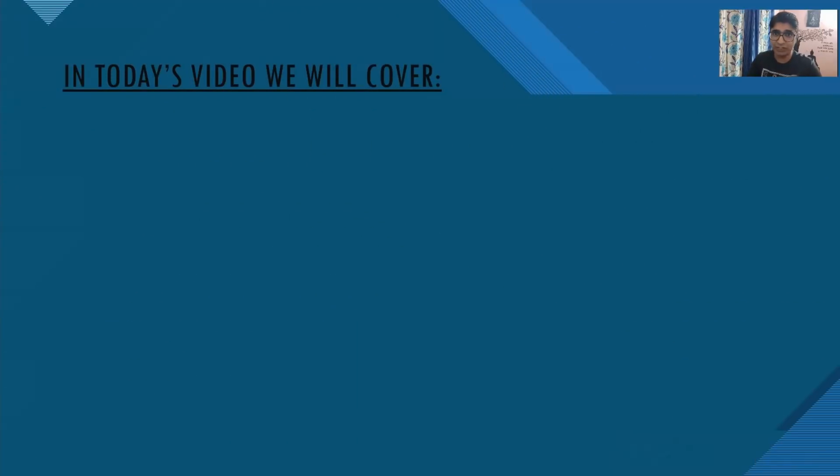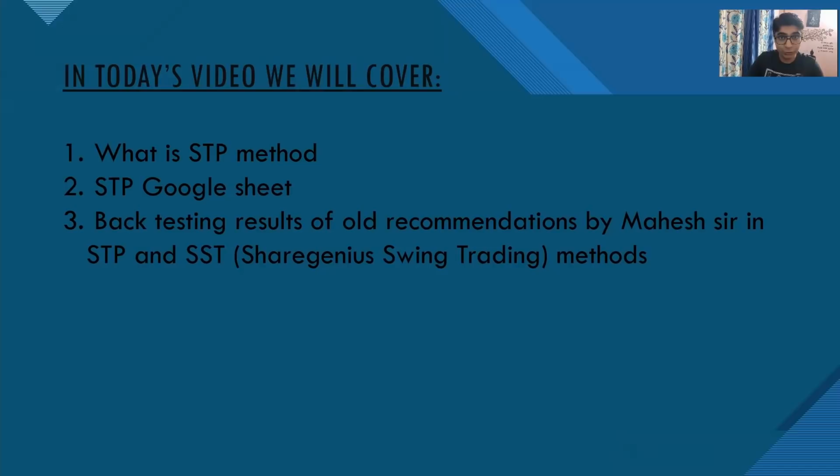So to start with, let's first talk about what you will see in this video. The very first thing you will see is what is the STP method. I'll explain it in detail as told by Mr. Mahesh Kaushik. What is the strategy? After that, I'll show you the Google Sheet I've prepared for you to use this strategy. It has many sub sheets in it, which we'll go through in a while. And then I'll show you the back testing results of old recommendations Mahesh posted on his blog. And I'll also show you a comparison of the back testing with the STP method, today's video, and SST, which I have created a video on long back, which I've been using and I'm making profits.